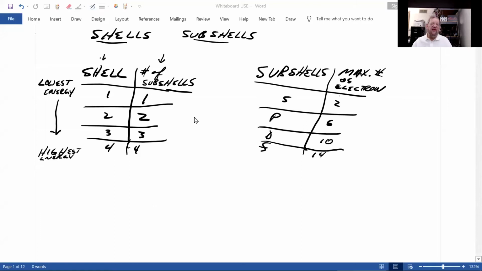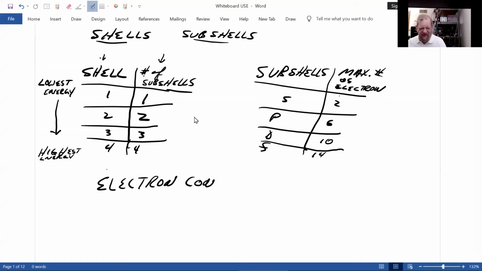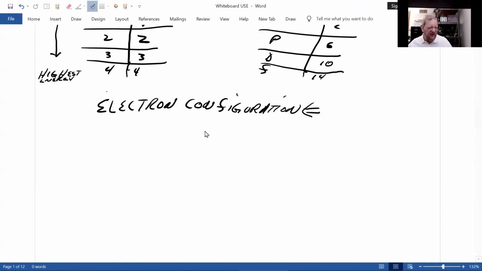The most important use of these is to determine where the electrons are, sort of like counting where you put the electrons. And we call that the electron configuration. This tells you what shells and subshells all the electrons of an atom are in, which is quite important to know. So let's look at the following.